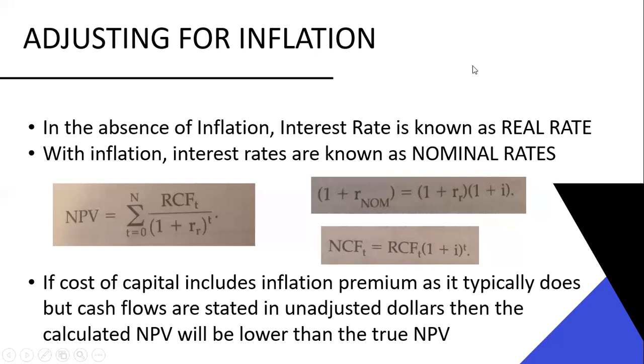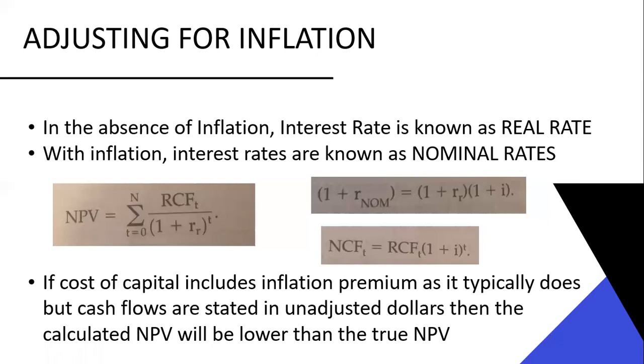Also, these are just some important formulas for you to know. 1 plus the nominal interest rate is basically equal to 1 plus the real interest rate times 1 plus inflation. So obviously you're taking your real interest rate and you're accounting for the inflation rate. And in order to calculate the NPV with inflation, you take the summation of the real cash flow and you divide it by 1 plus the real rate of return, and it depends how many years. So T is going to be the number of years. So these are just some important formulas for you to know.